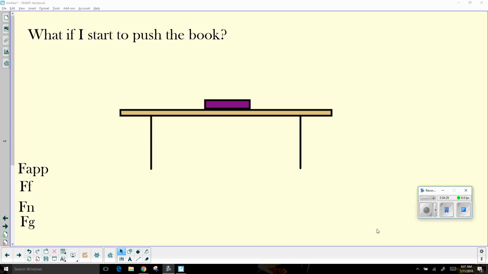So here we are going to draw a free body diagram when we begin to push a book across the table. This is going to be another example of balanced forces because I'm not going to push the book hard enough to get the book to move. So again, I'm going to draw in my normal force. I'm going to draw in my gravitational force going in equal but opposite directions. Let's label those things.